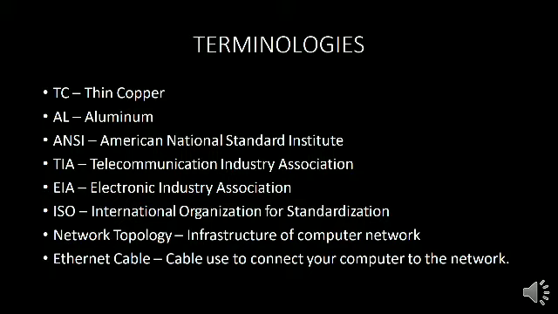Terminologies: TC or thin copper, AL aluminum, ANSI American National Standard Institute, TIA Telecommunication Industry Association, EIA Electronic Industry Association, ISO International Organization for Standardization. Network topology, infrastructure of computer network. Ethernet cable, cable used to connect your computer to the network.